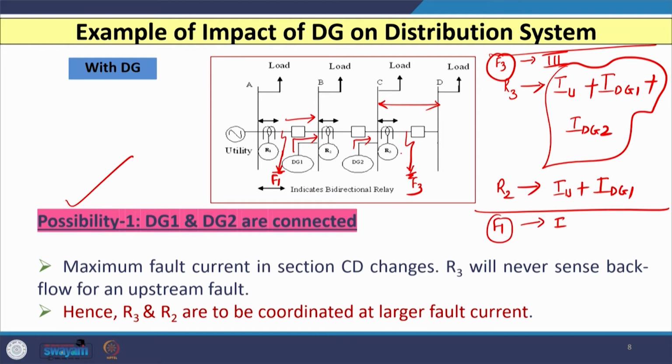Whenever a fault occurs at F3, because it is near the load, we can call it a downstream fault, and whenever any fault occurs, let us say at F1, which is near the source, we can call it an upstream fault. So, this is very important. Where we consider the two DGs, the current flowing through the relay increases because of the additional current fed by the DGs, and these two relays are coordinated at larger magnitude of fault current, and even the current flowing through R3 and R2 is entirely different.